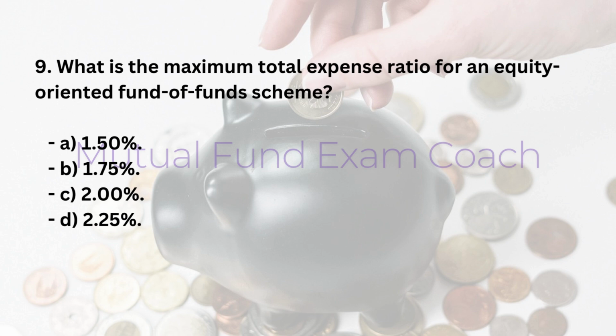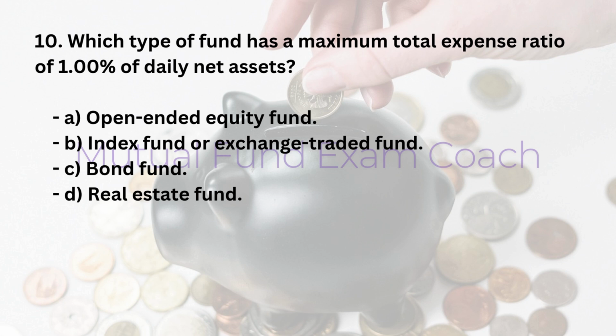9. What is the maximum total expense ratio for an equity-oriented fund of funds scheme? A. 1.5%. B. 1.75%. C. 2%. D. 2.25%. Answer: D. 2.25%.